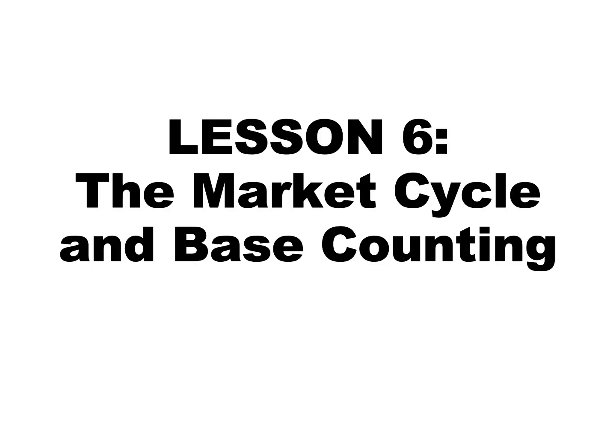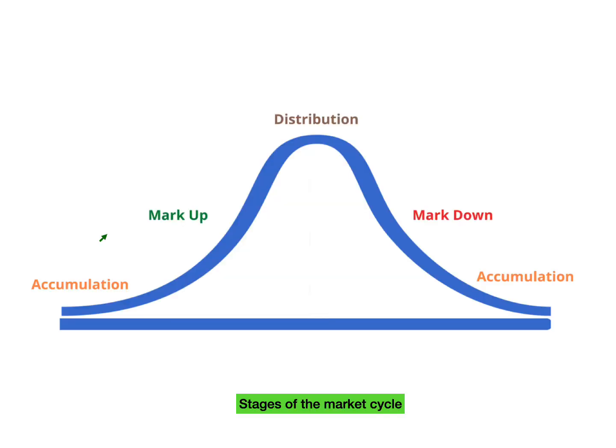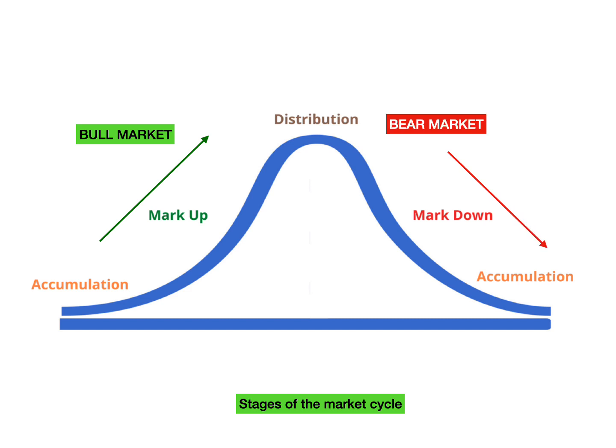Market cycle and base counting. So these are the stages of the market cycle. You have accumulation, markup, distribution, markdown, and another accumulation to start the process all over.